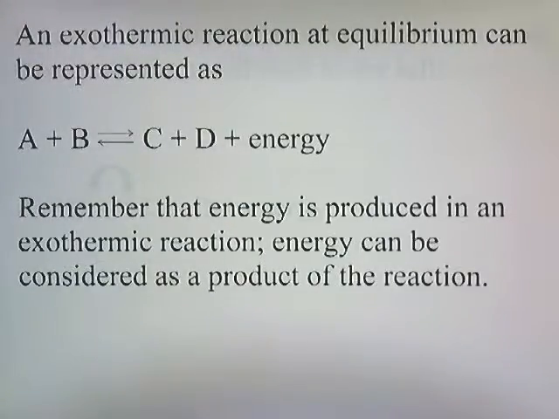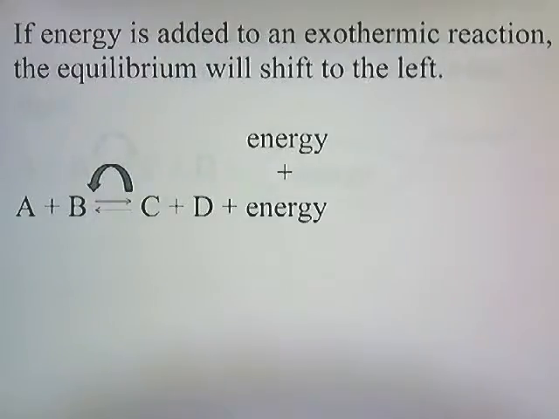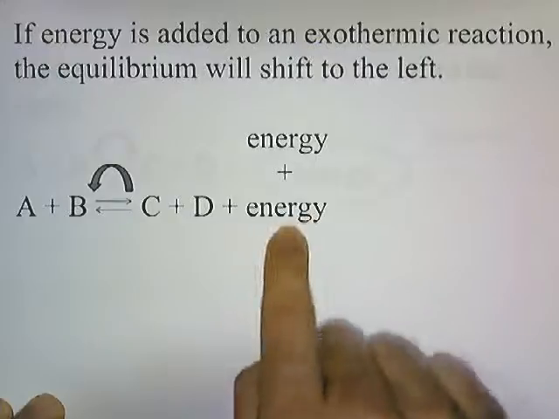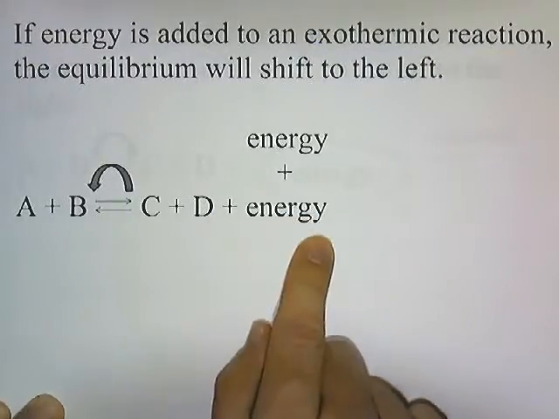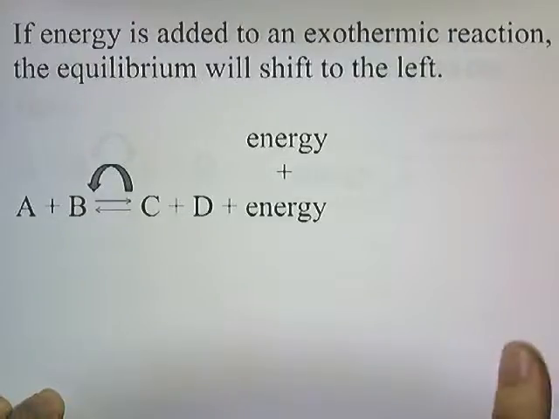An exothermic reaction at equilibrium can be represented as A plus B gives C plus D plus energy. Remember that energy is produced in an exothermic reaction. Energy can be considered as a product of the reaction. If energy is added to an exothermic reaction, the equilibrium will shift to the left. So, add energy, it's the same as adding more product. It'll cause the equilibrium to shift in this direction, and more A and B is going to be made.